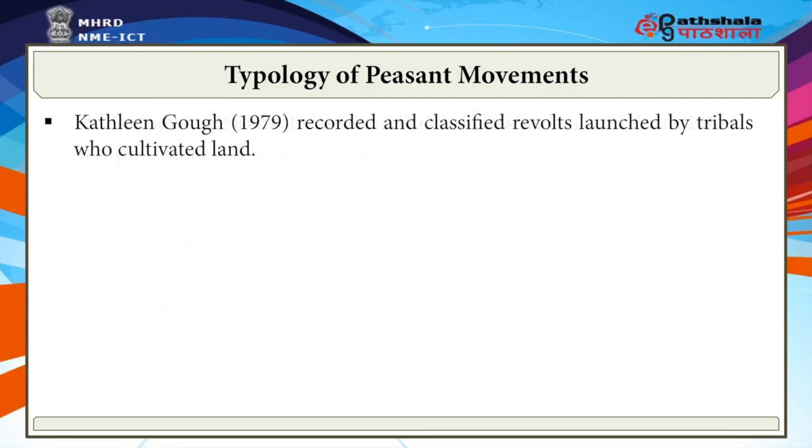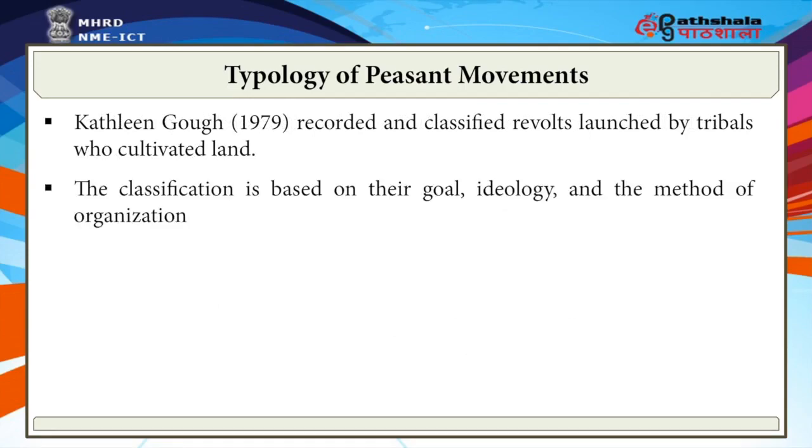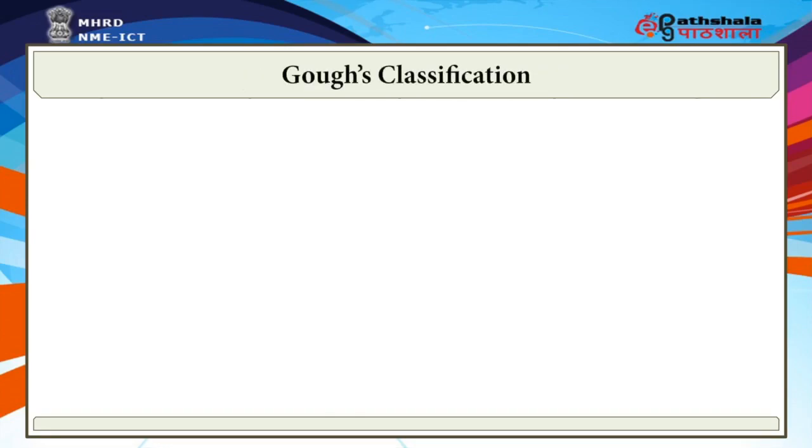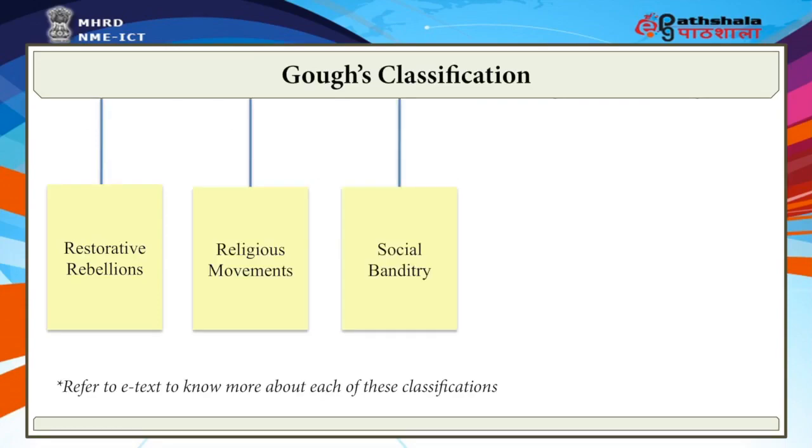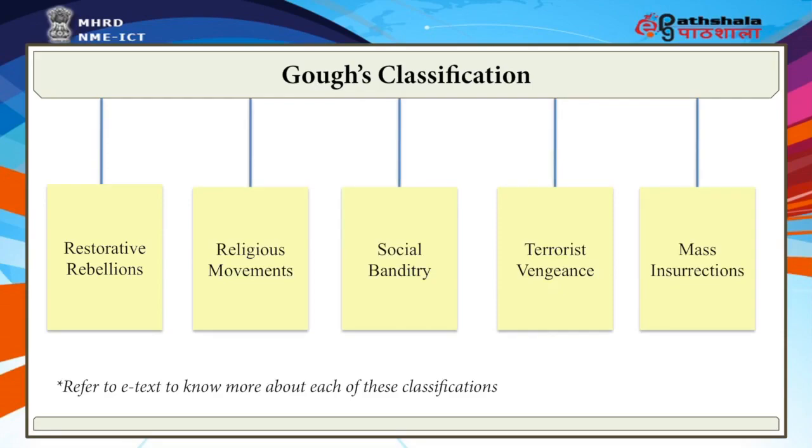Kathleen Gough recorded and classified revolts launched by tribals who cultivated land. The classification is based on their goals, ideology, and the method of organization. According to her, there are five types of revolts that you may see on the screen: restorative rebellions, religious movements, social banditry, terrorist vengeance, and mass insurrections.